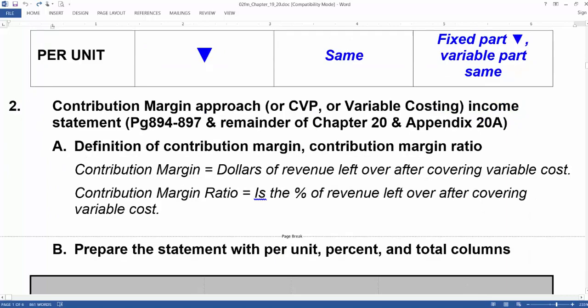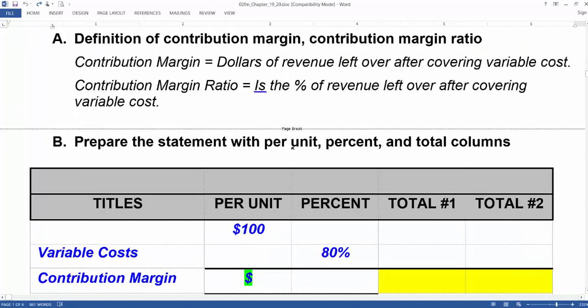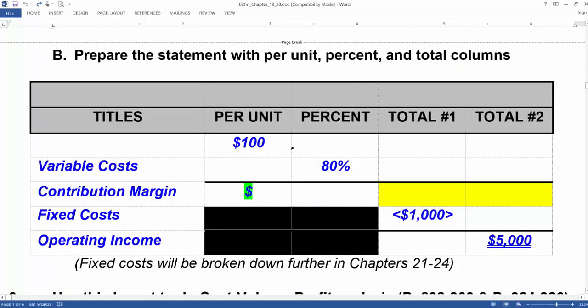Now we're going to take just this tiny little bit of information and fill it in and get this thing to work. First of all, variable costs can't be subtracted from something until you know what the something is, and that is sales. However, we don't know what the dollar amount of sales is, but we do know that our product sells for $100 per unit.